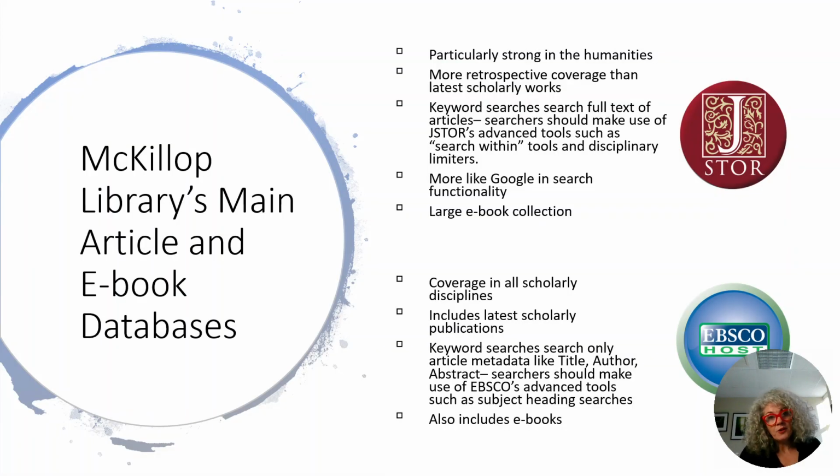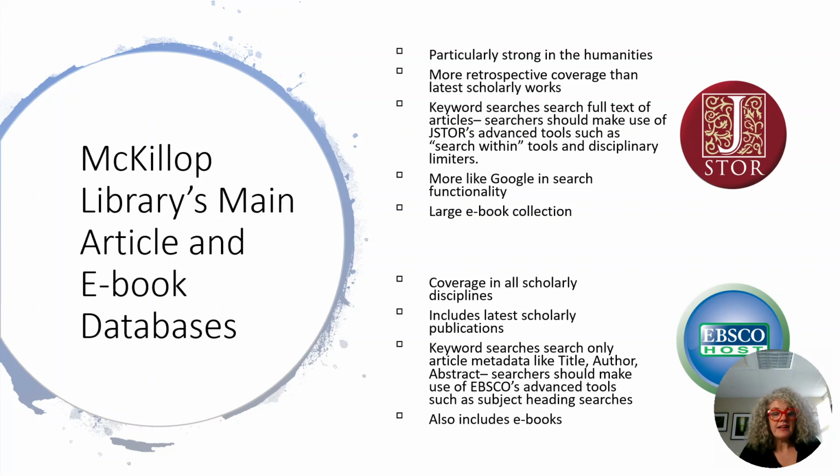So the first thing to talk about is the differences between our major article databases, which are JSTOR and EBSCO. JSTOR is particularly strong in the humanities, and it has more of a Google-like interface where it searches the full text of the articles that are in the journals that are in it. It's also a retrospective database, which means that JSTOR journal articles, not JSTOR ebooks, are generally between 5 and 10 years old. It's a rolling back file.